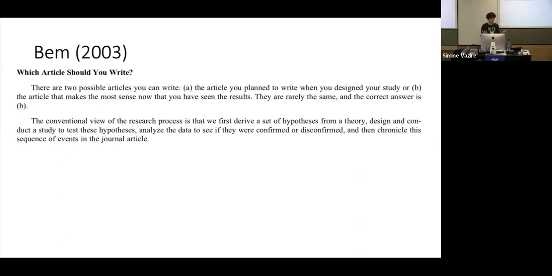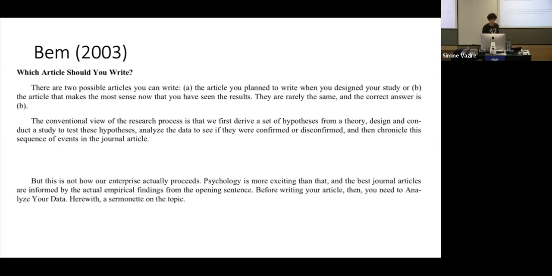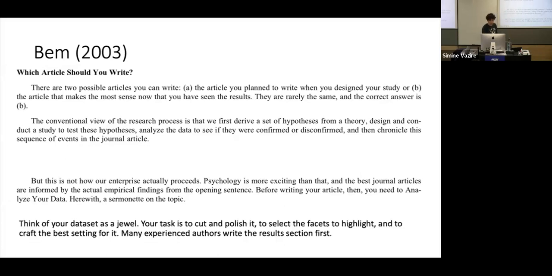This is what people are taught that science is. But this is not how our enterprise actually proceeds. Psychology is more exciting than that, and the best journal articles are informed by the actual empirical findings from the opening sentence. Before writing your article, then, you need to analyze your data. And then he says, when you're analyzing your data, think of your data set as a jewel. Your task is to cut and polish it, to select the facets to highlight, and to craft the best setting for it. Many experienced authors write the results section first. So you find your most exciting result, you write your results section, then you write the whole paper around that exciting result.